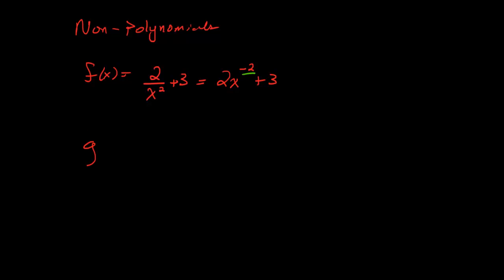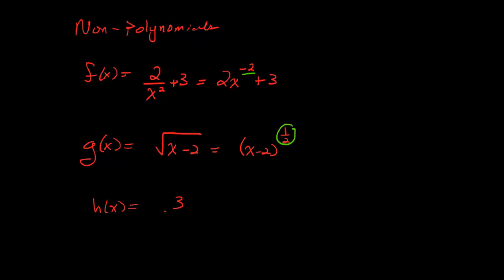Let's look at another example. Let us say I give you g of x equals the square root of x minus 2. This is an example of me saying x minus 2 to the 1/2 power. And notice my exponent is not a positive integer. Let's look at a last example. We're going to say 3 all over x minus 2. And here, this guy is a rational function, and rational functions are not types of polynomials.